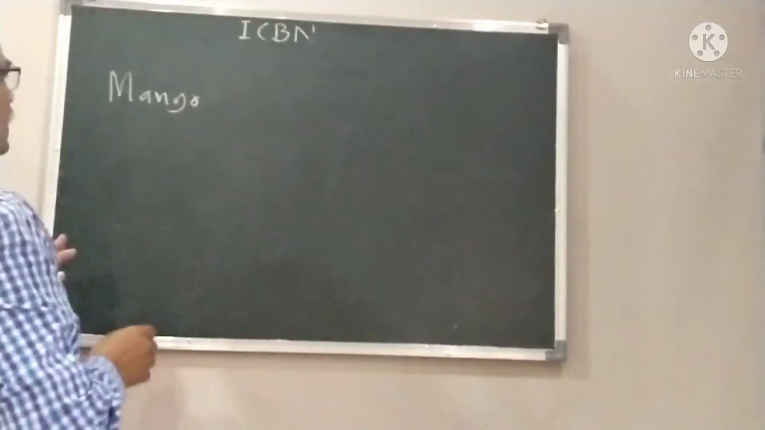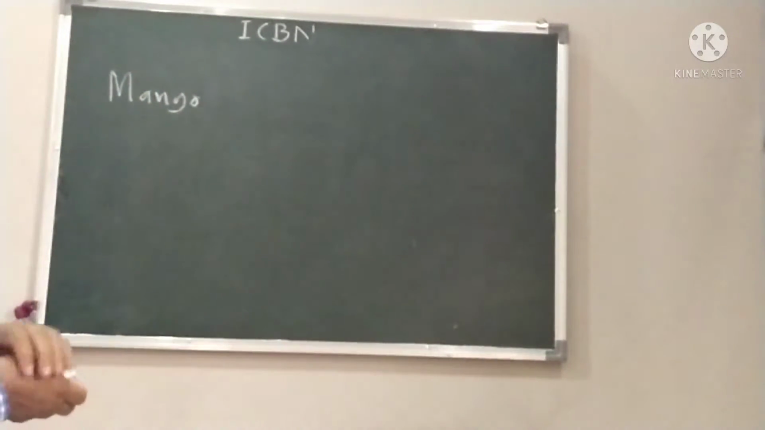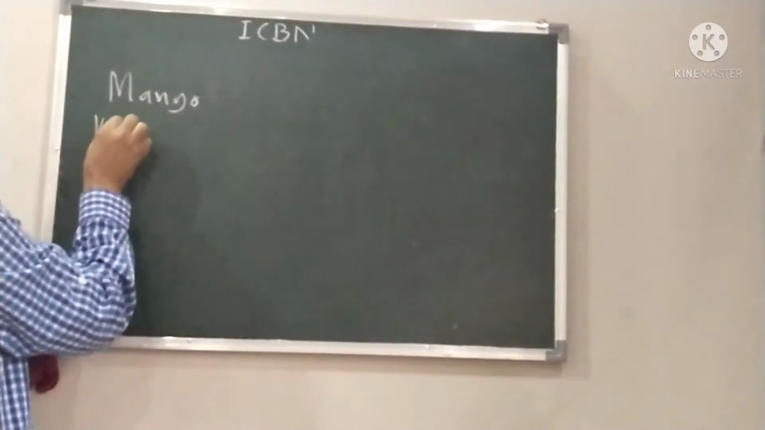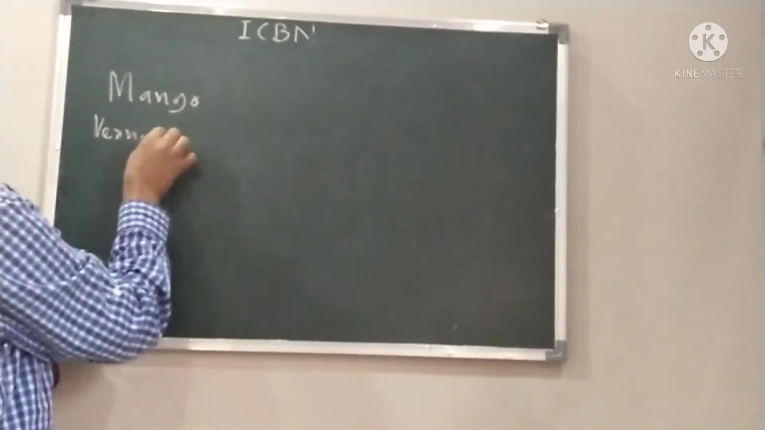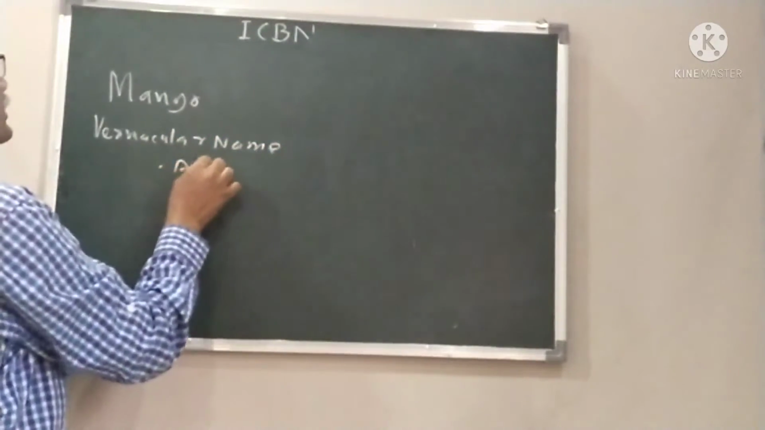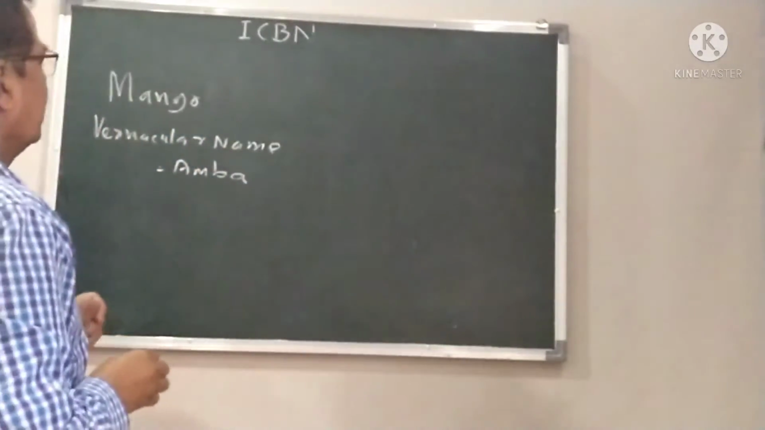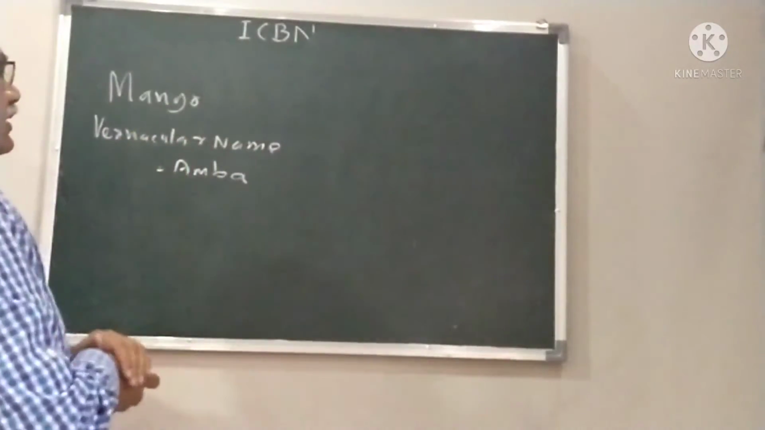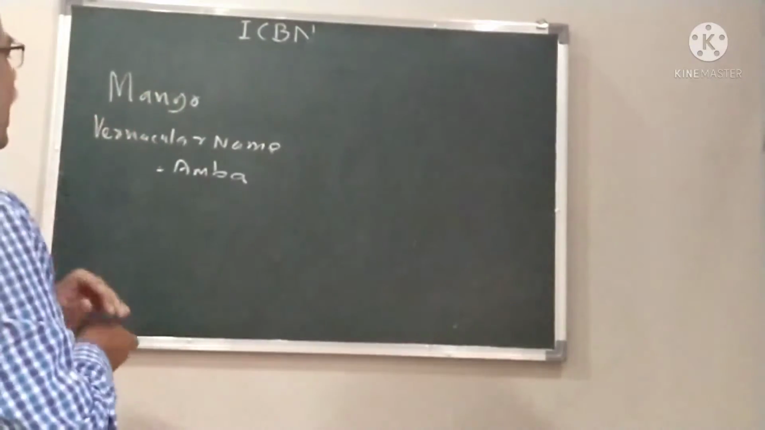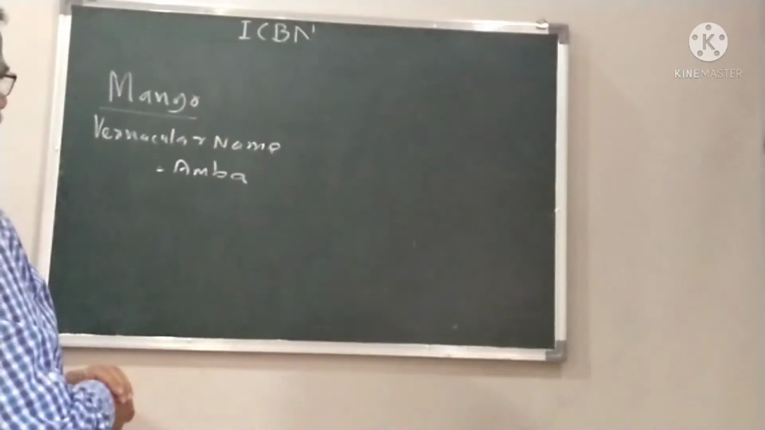Mango plant, it is a favorite fruit of all people. This mango is a vernacular name. It is an English name. Vernacular name, that is Amba. Means in different regions it differs. In Kannada it is different, in Hindi it is Am, in English it is known as mango.